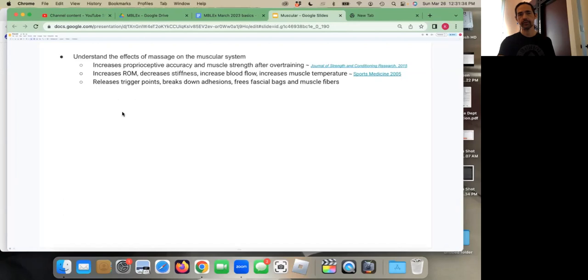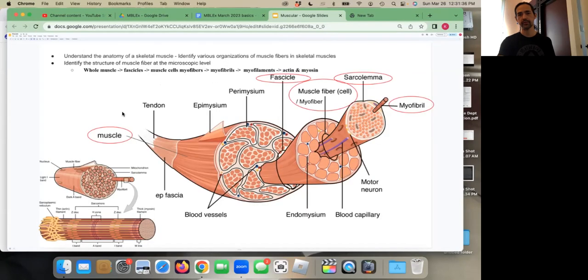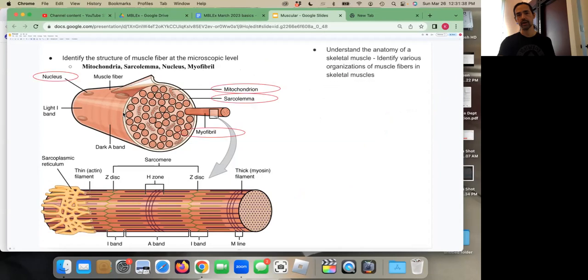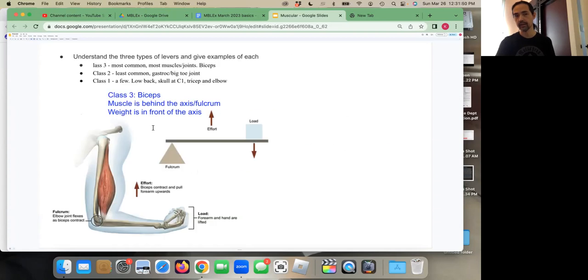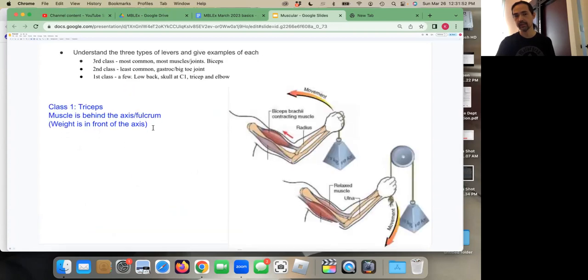Okay, we started with this, understanding the effects of massage on the nervous system. There's the microscopic or the histology. Histo means tissues, and ology is the study of. So the study of the finest, smallest aspects of the tissues, histology. Now let's look at, oh yeah, we got to look at this wacky stuff.